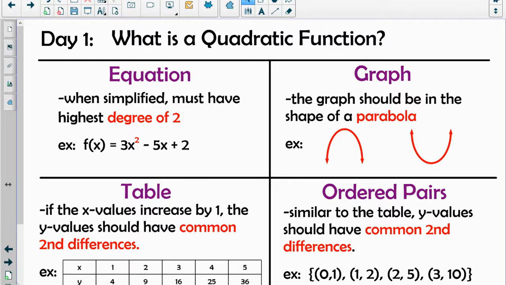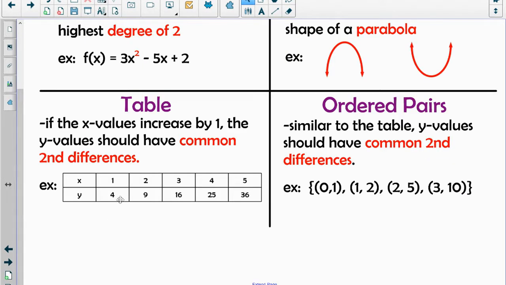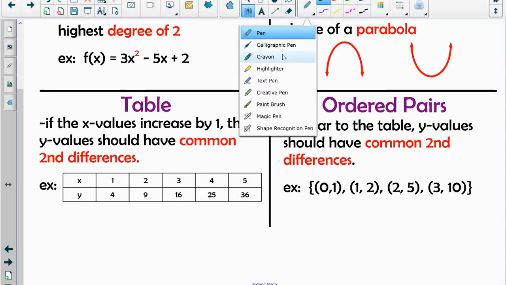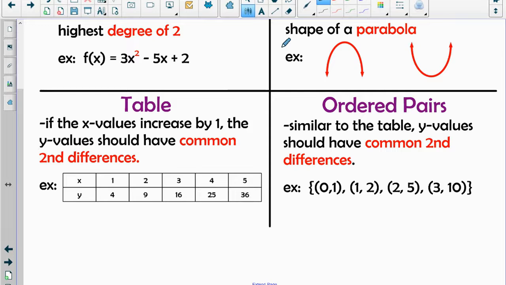So when we're looking at our table of values here, we see our x values are going up by 1s. So 1, 2, 3, 4, 5. And it's important to just notice that because that does make a difference. You have to have that common difference on the x values. Now, the y values, however, don't go up by the same amount each time.